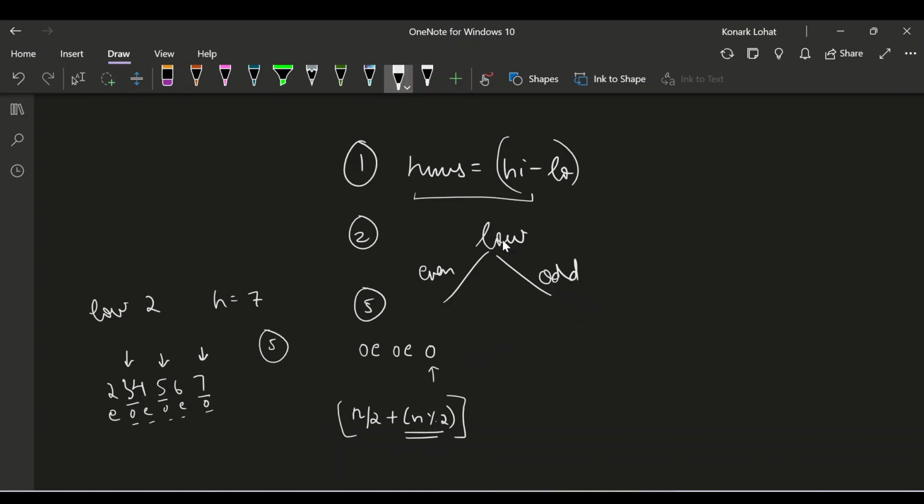But if the low value is odd, then the pattern is going to be something like this: odd, even, odd, even, and so on. Now, if there is a remainder, then that value is going to be an even value, so we are not worried about that. We will just divide by 2, but the low value is odd, and this is something we need to consider. So it will be n divided by 2 plus 1.